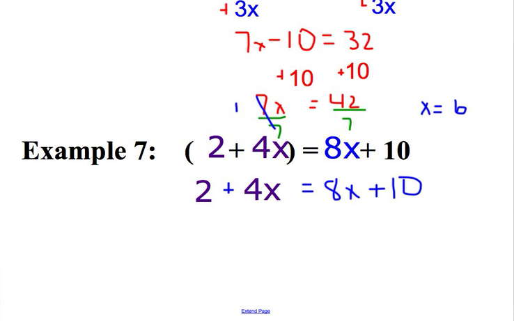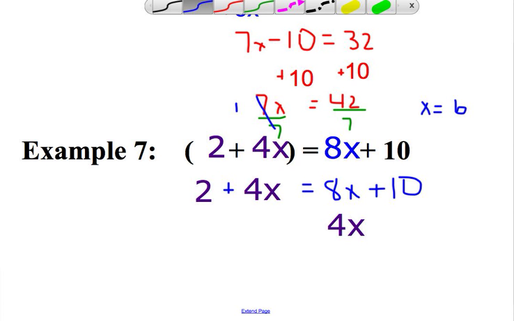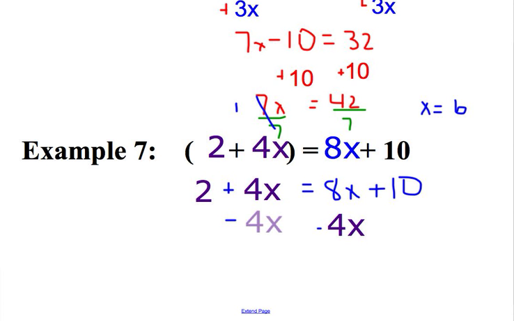It doesn't matter. I like using the smallest one. Just me. If I do the opposite of adding x, I'm going to be subtracting 4x's. So I subtract 4x. So now I'm left with 2 equals 8 minus 4, which is 4 x's, plus 10.